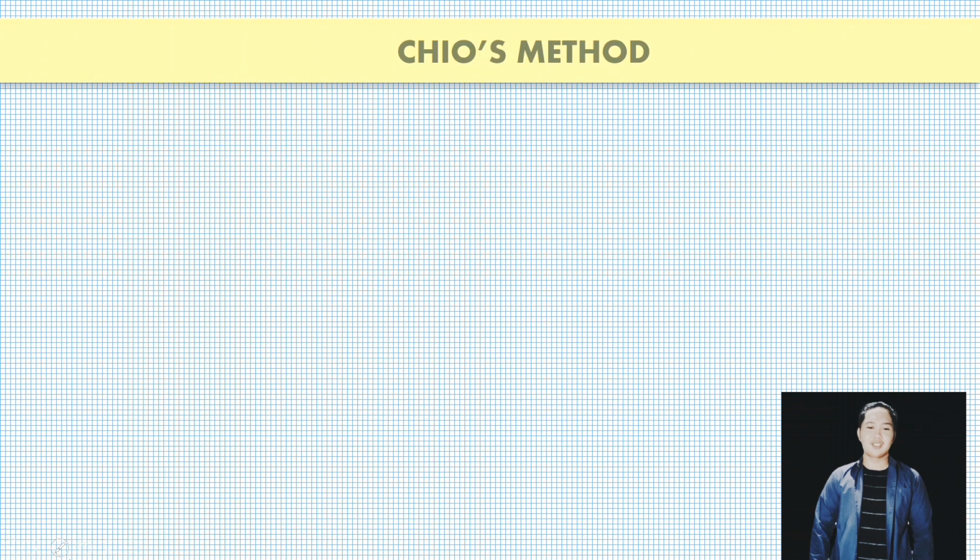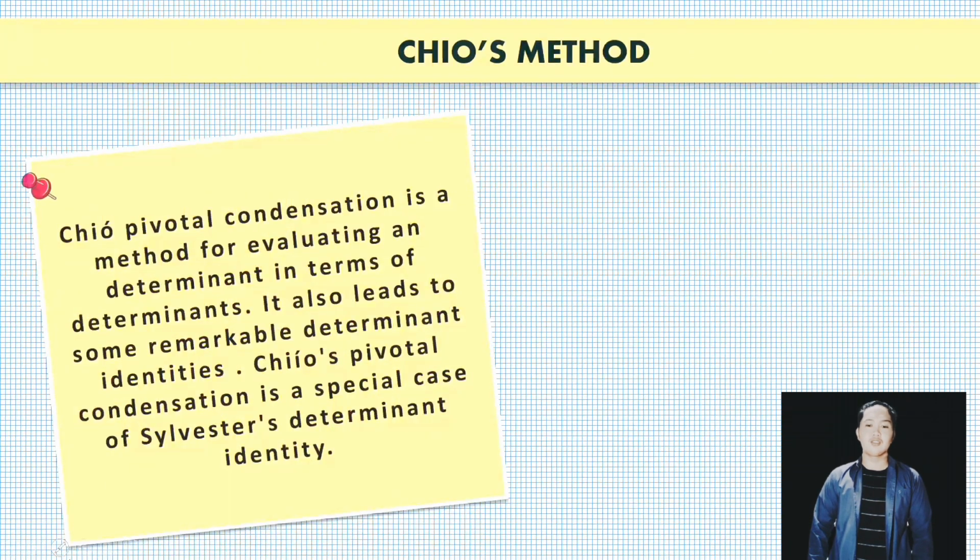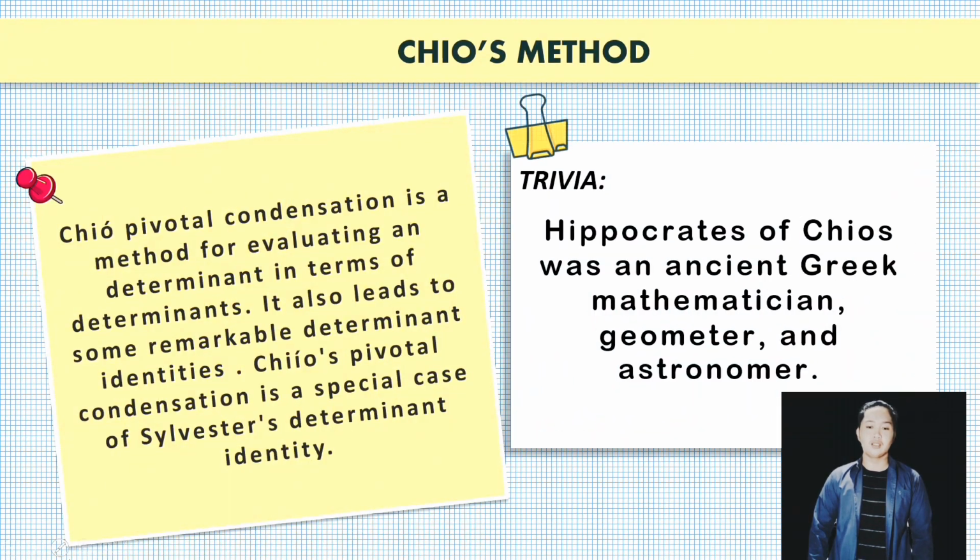So what is Chio's? Chio's pivotal condensation is a method for evaluating determinants in terms of determinants. It also leads to some remarkable determinant identities. Chio's pivotal condensation is a special case of Sylvester's determinant identity.